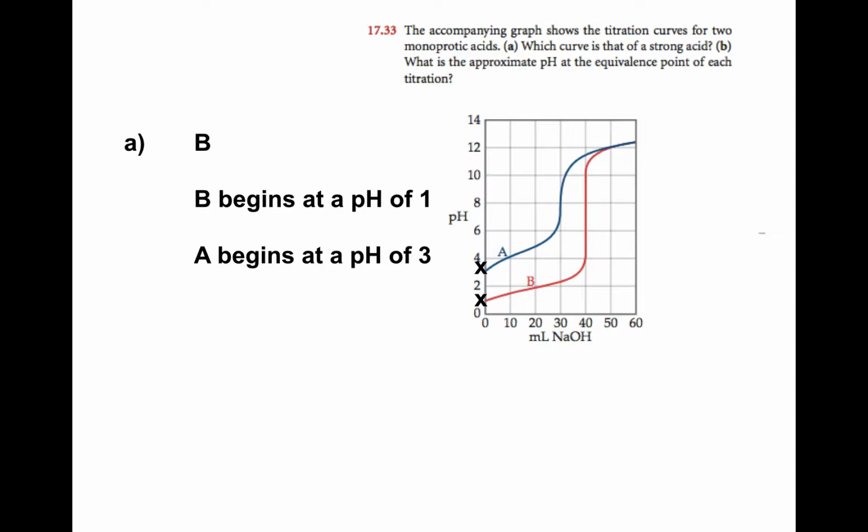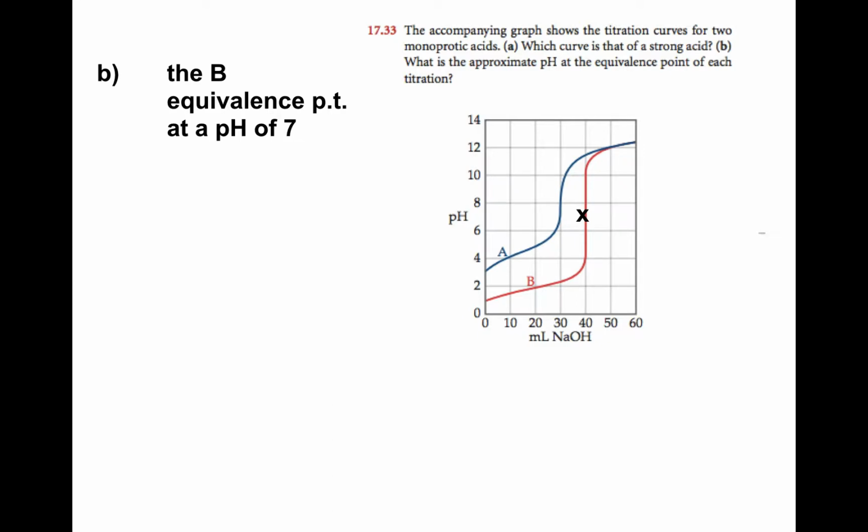B, what is the approximate pH of the equivalence point of each titration? The pH at the equivalence point for a strong acid, strong base titration is 7. That's because you only have the autoionization of water contributing H plus to the solution. Whereas with a weak acid, at the equivalence point, you've got conjugate base, which hydrolyzes water to produce hydroxide, according to a Kb expression. So the pH at the equivalence point for this weak acid was 8.